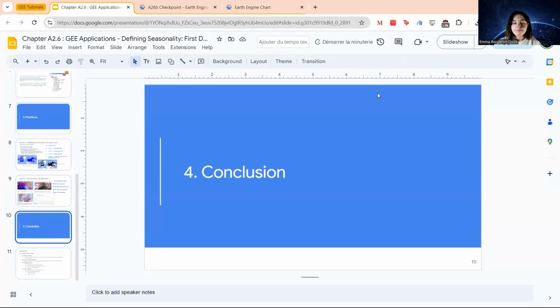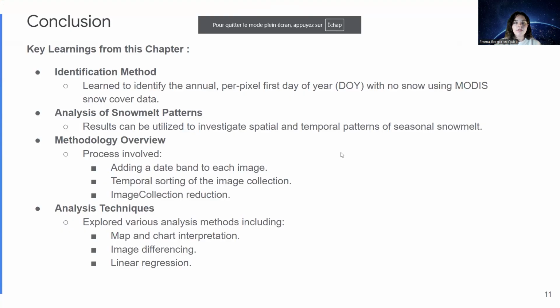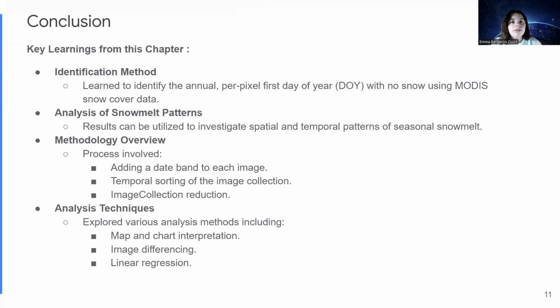So we're going to conclude. To conclude, you should have learned many different things, but mostly how to identify the annual per pixel first day of year with no snow using the MODIS snow cover data. And then you should know how to somewhat analyze snowmelt patterns, and those results can be used to investigate spatial and temporal patterns of seasonal snowmelt.